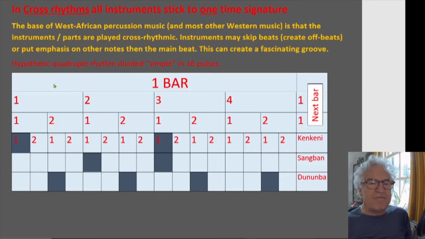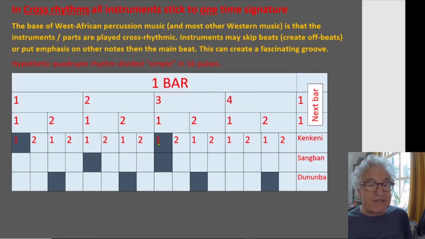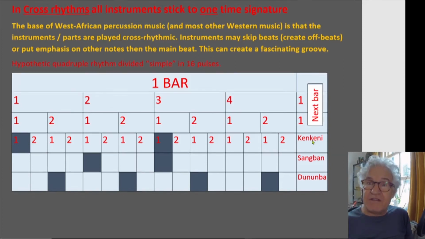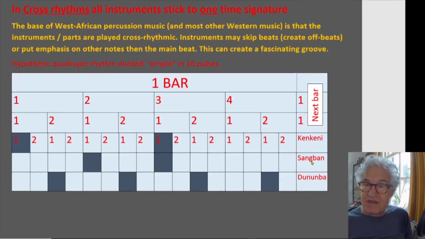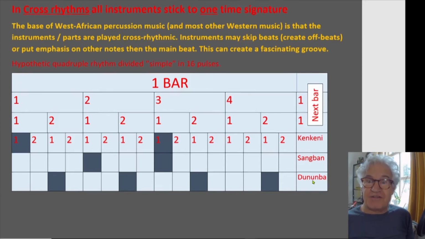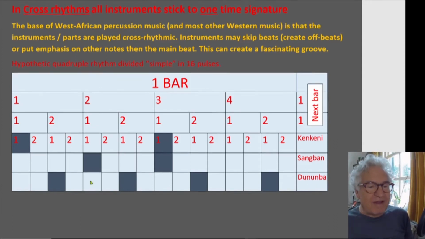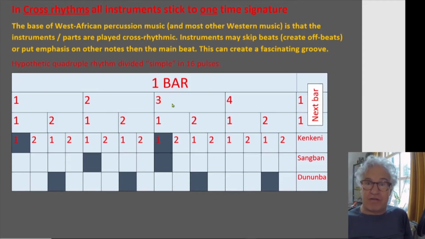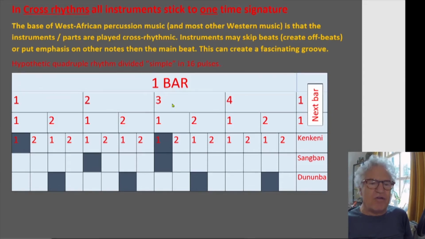Here I have a scheme where I have subdivided one bar of a rhythm with 4 main beats in beats, that's dark blue, beats on the highest bass drum, the kankanee, the medium bass drum, the sangbam, and the lowest bass drum, the large drum, the dunun. The kankanee plays a pulse on the ones, from the first and the third bar. That's very common, very ordinary.